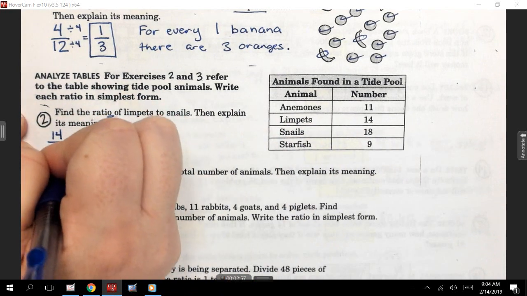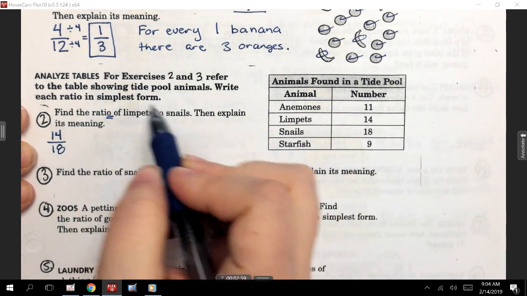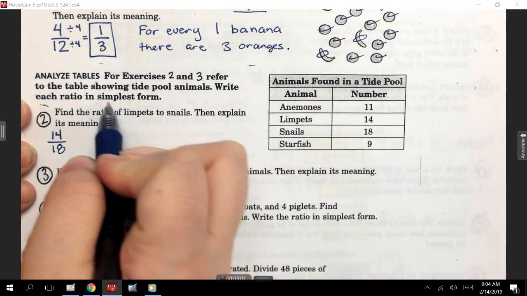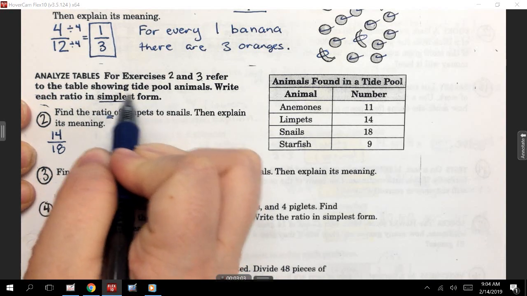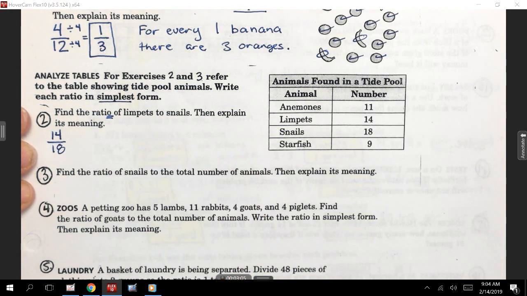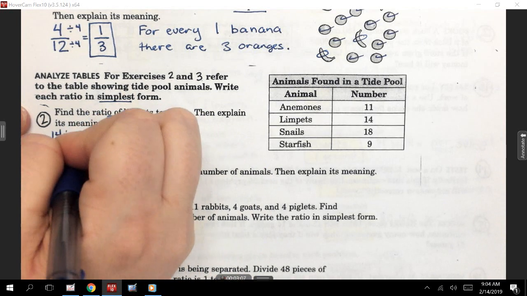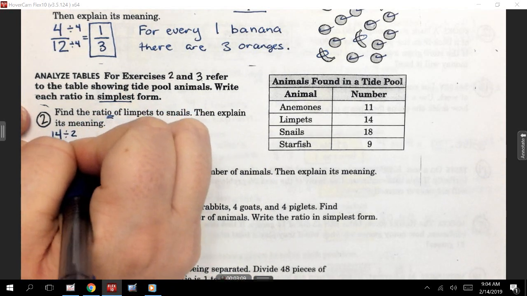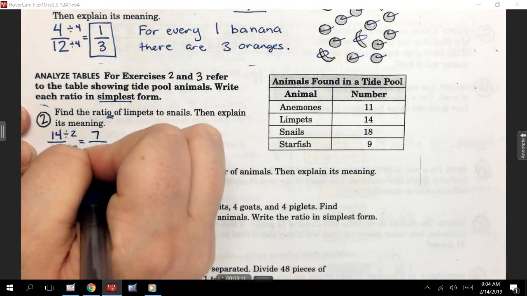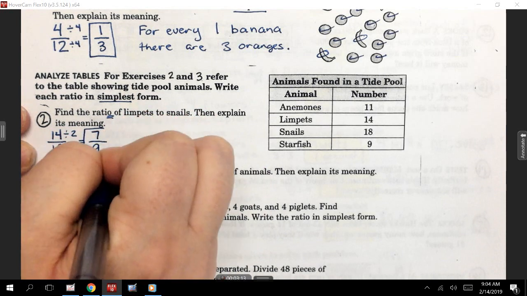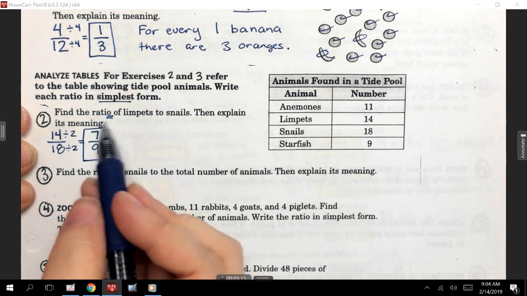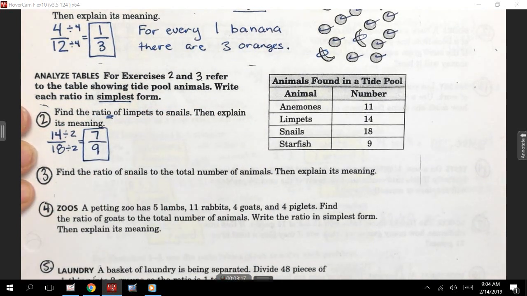Snail is 18. All right, whenever we're writing a ratio, and it says right here, write the ratio in simplest form. We always want to simplify. So I'm going to divide these both. 2 will go into them. So 14 divided by 2 is 7. 18 divided by 2 is 9. Circle my answer because it was a ratio, so no words.